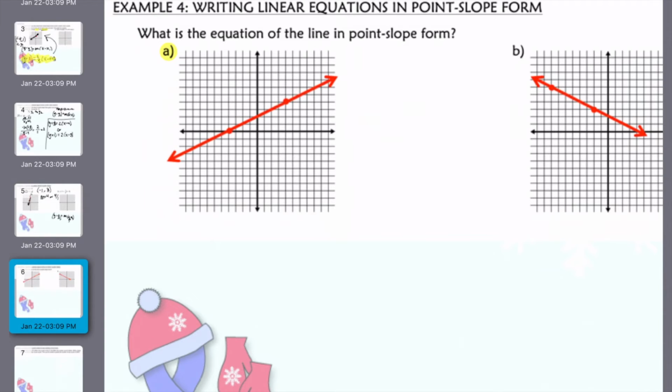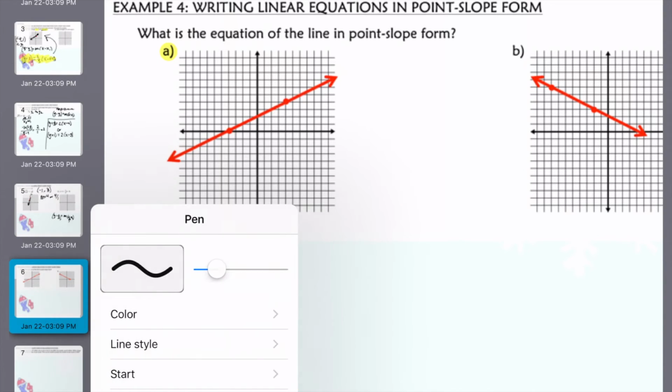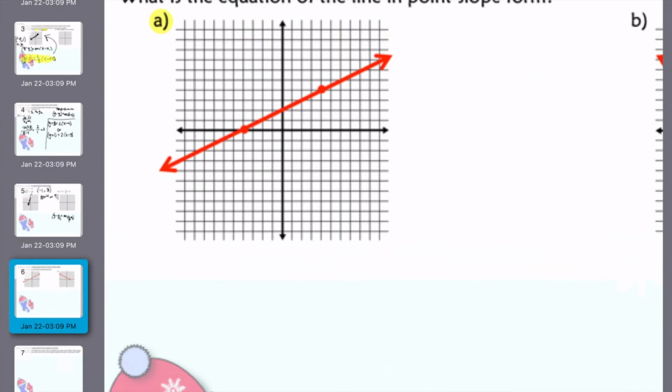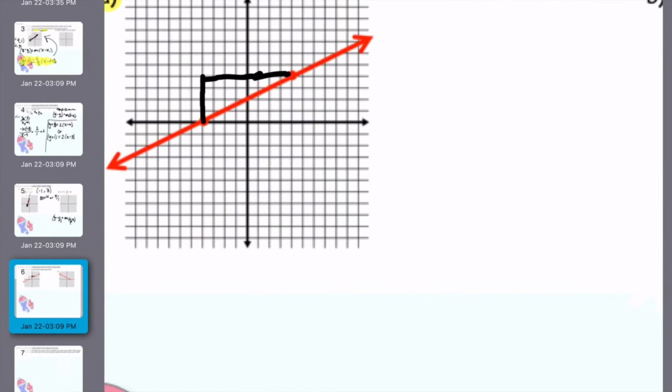So now I need to take this information that's been given to me, and I need to try to figure out what the slope is and which point I'm going to use. So to find the slope, I can simply do my rise over my run. So I'm going to zoom in to make it a little bit easier for me. I need to go up 1, 2, 3, 4, and to the right 1, 2, 3, 4, 5, 6, 7, 8. So my m is going to be 4 over 8 or 1/2.